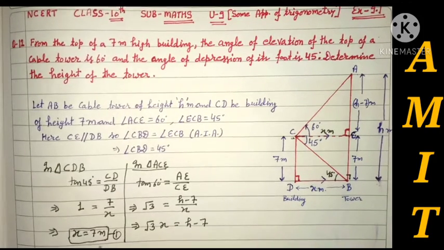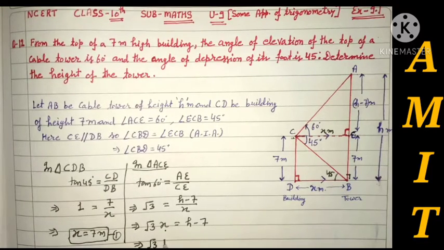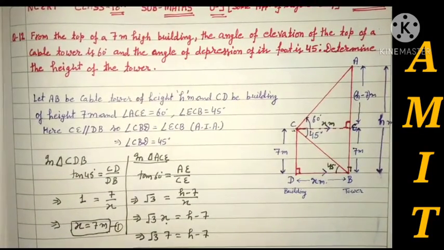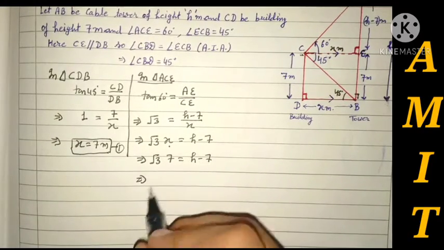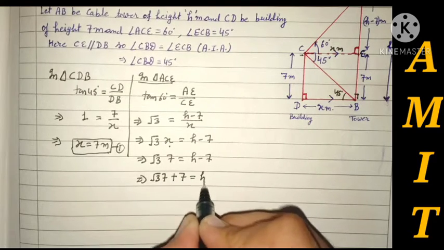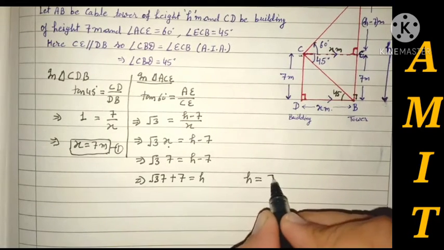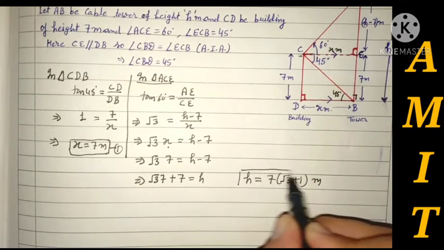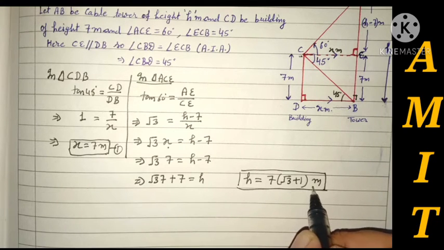Now from equation 1 we can use the value of x, that will be 7. So √3 into 7 is h minus 7. Now this 7 will be shifted to this side, so 7√3 plus 7 is equal to h, or we can say h will be, we can take 7 common, so it becomes 7 into √3 plus 1 meter. So the height of the cable tower will be 7 into (√3 plus 1) meters. This is the final answer.